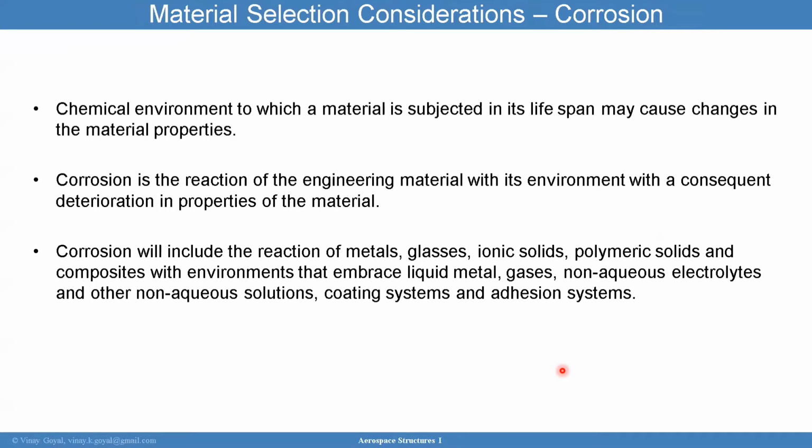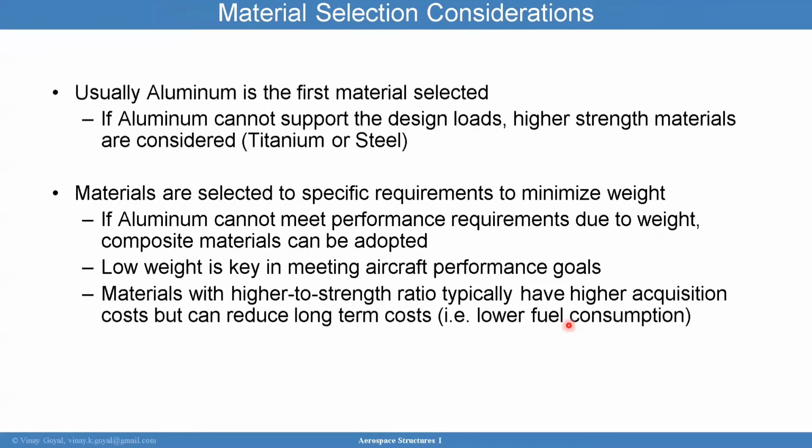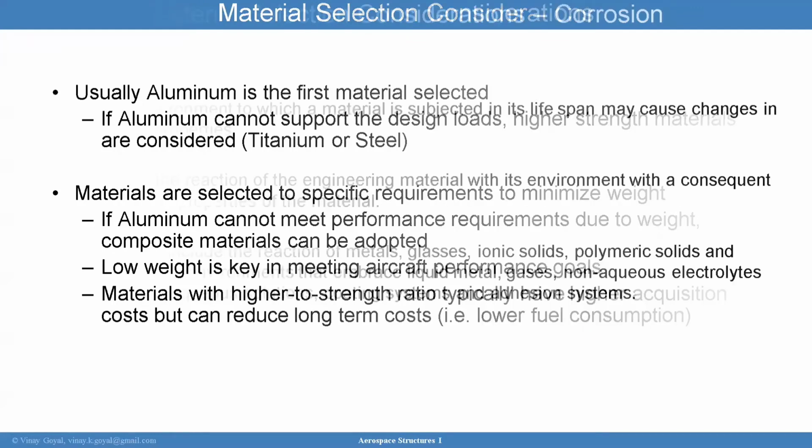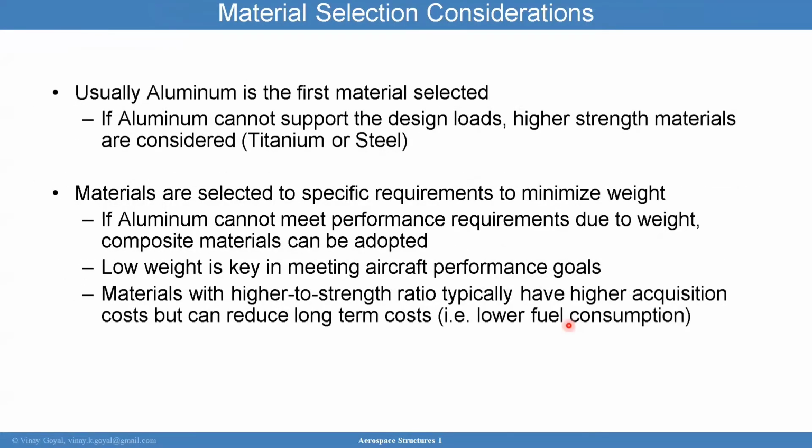We talked about corrosion, and again, you want to select materials that are resistant to corrosion. If corrosion is an issue for your case, corrosion will include the reaction of metals, glasses, ionic solids, polymeric solids, and even composites, being connected to other metals. So very important to make sure that the materials we're selecting are corrosion resistant if that is the driving failure mode of concern. Usually you're going to see that aluminum is the first material typically selected for these applications.